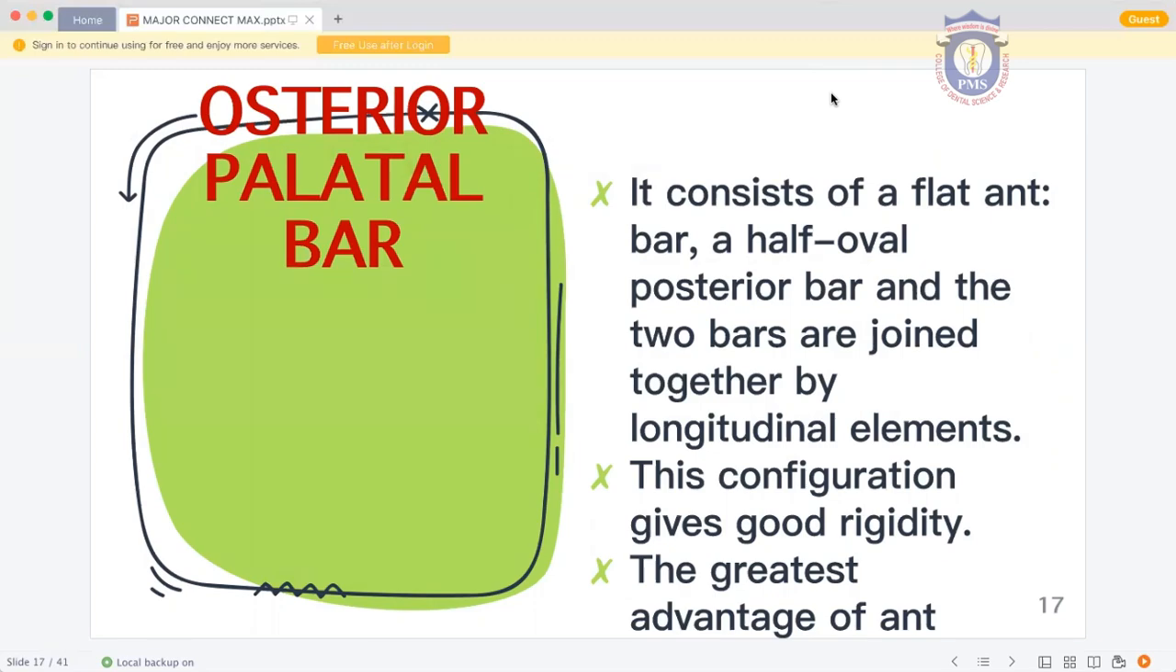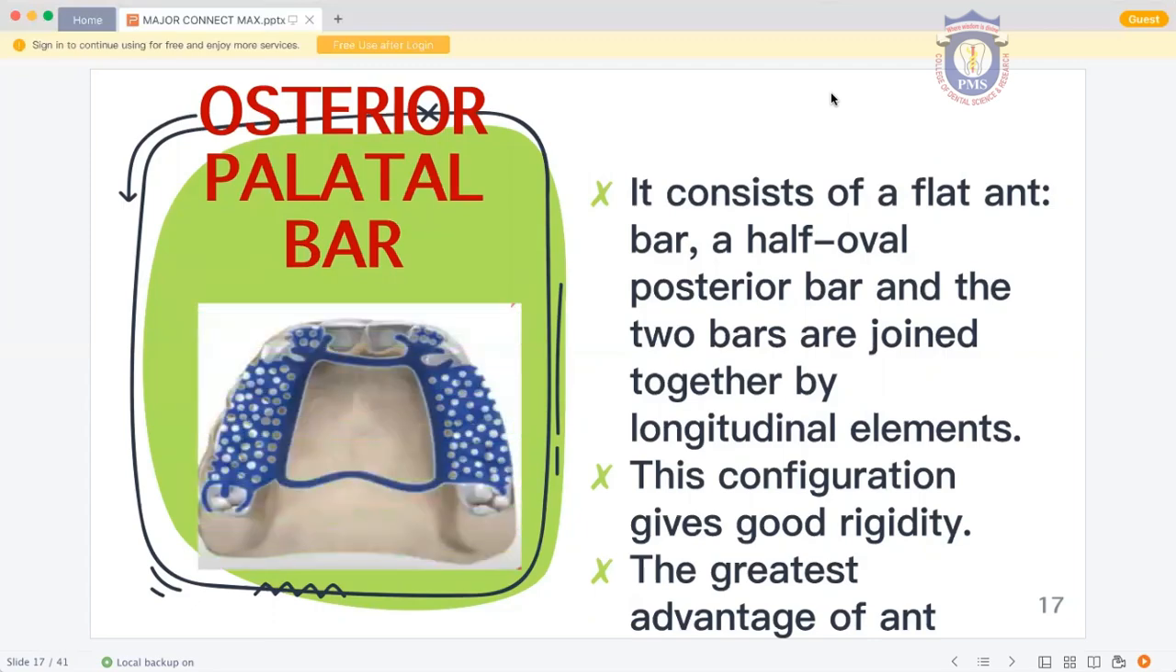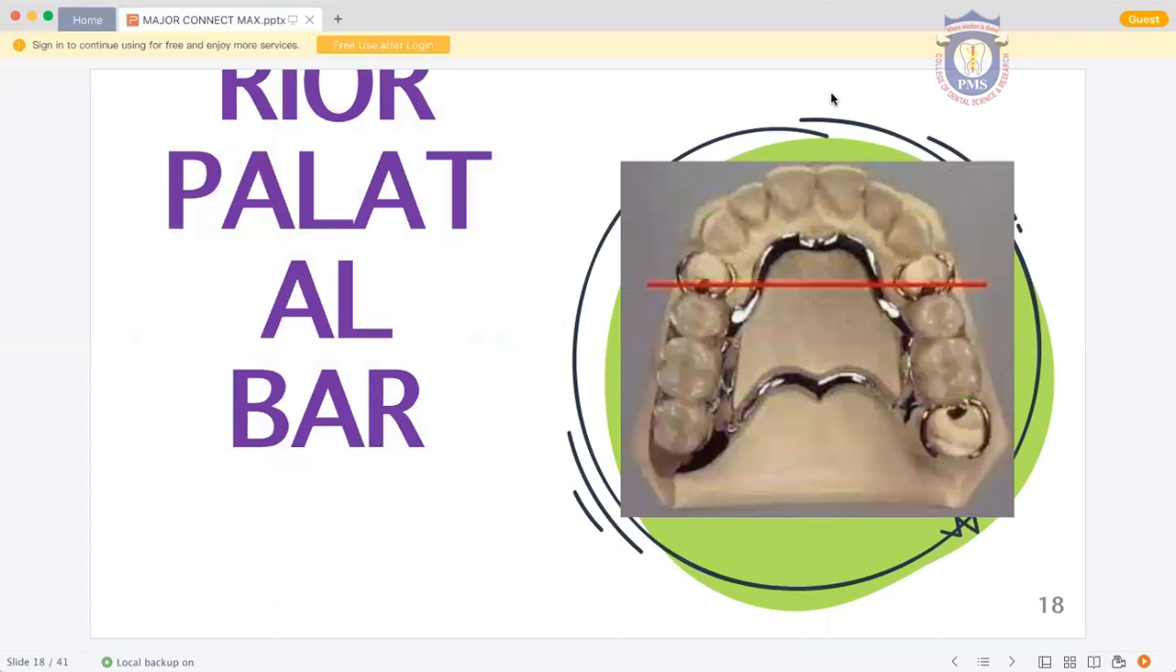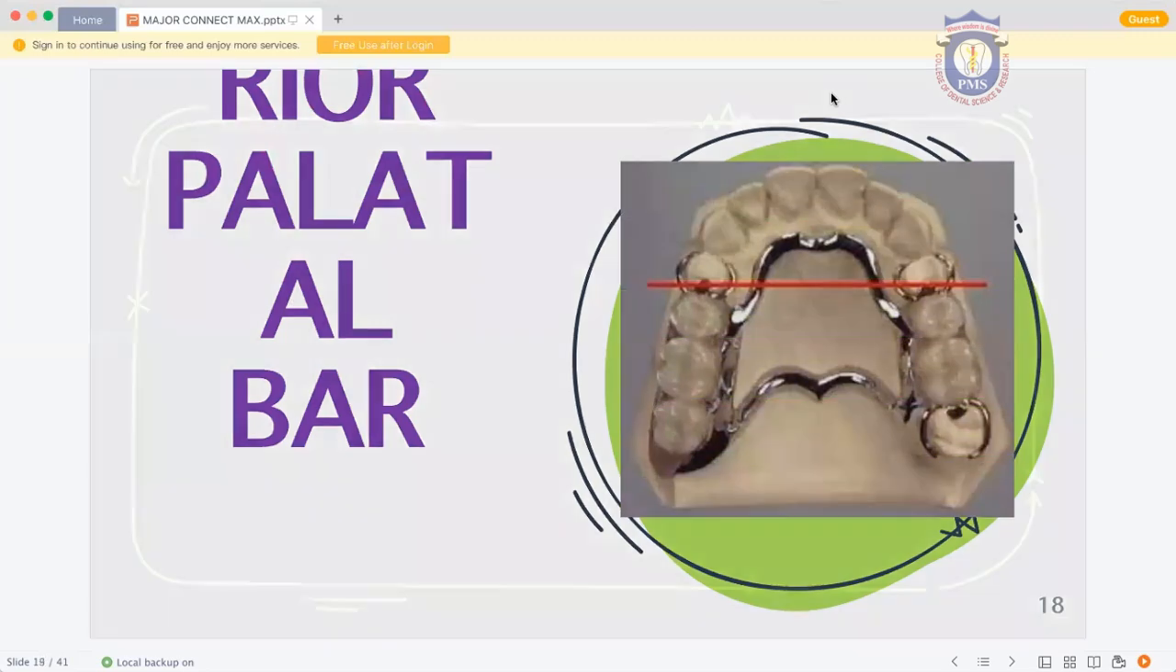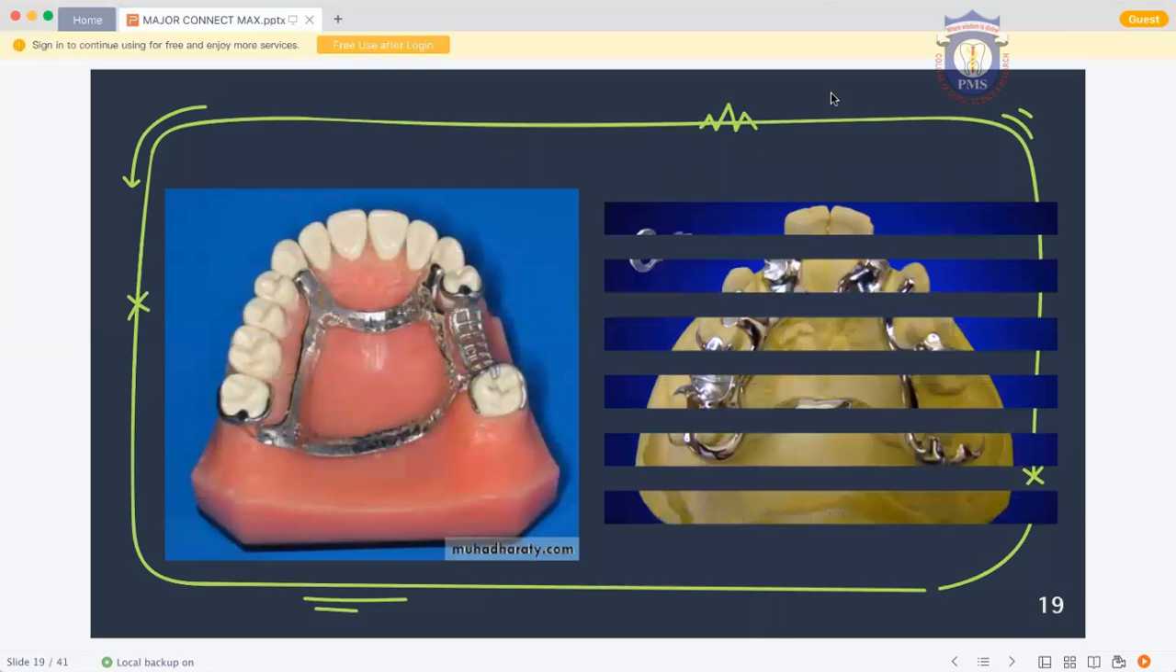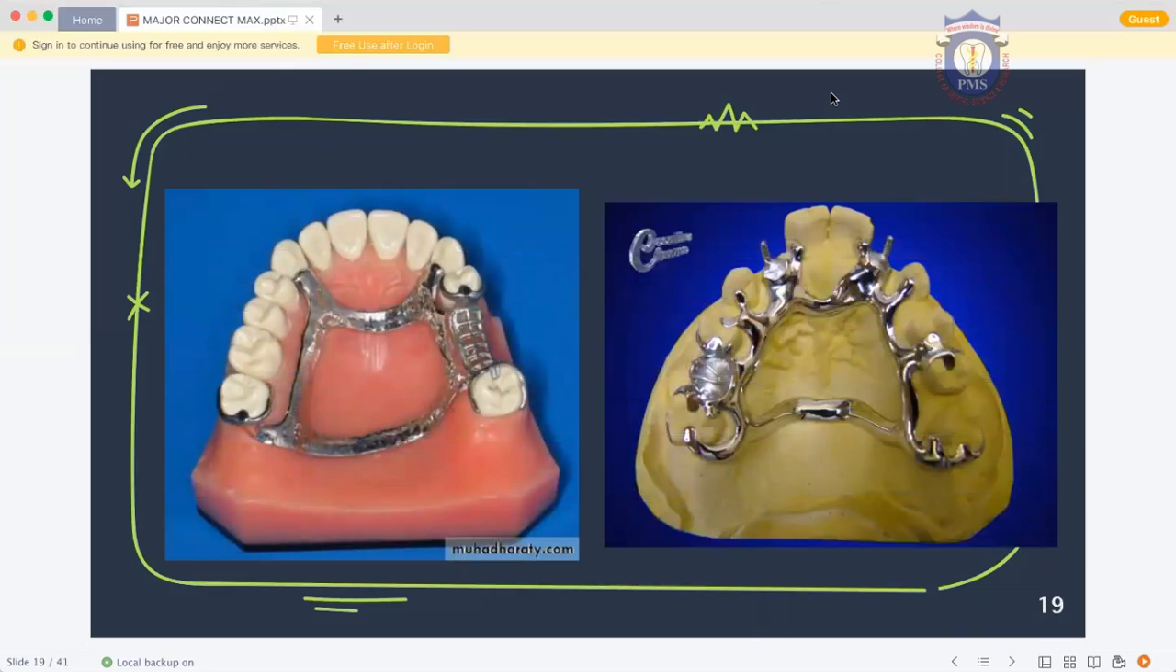Next is the anteroposterior palatal bar. It consists of a flat anterior band and a half oval posterior band, and the two bars are joined together by longitudinal elements. This configuration gives good rigidity. So this is the diagram. This is how it is fabricated.